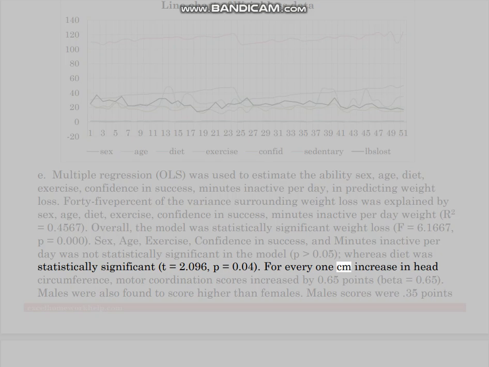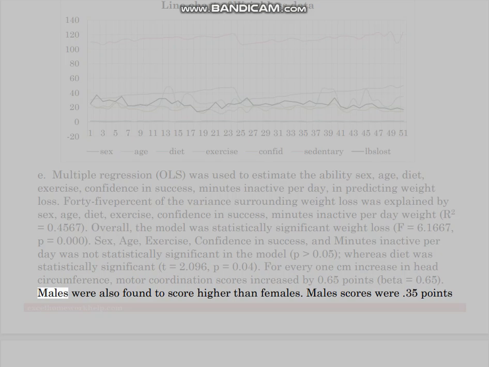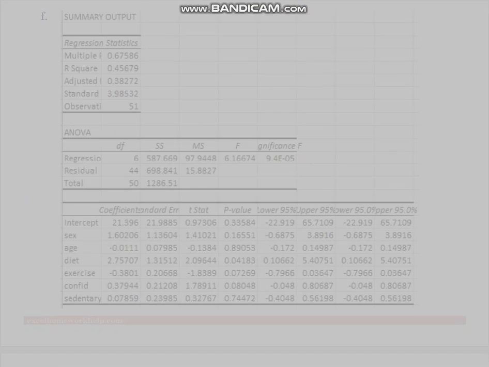For every 1 cm increase in head circumference, motor coordination scores increased by 0.65 points, beta equals 0.65. Males were also found to score higher than females. Male scores were 0.35 points higher, beta equals 0.35, P equals 0.04.